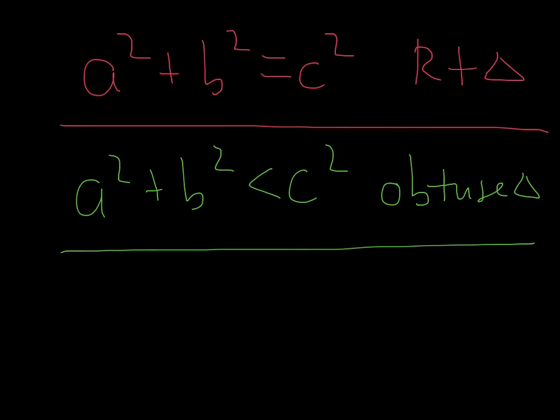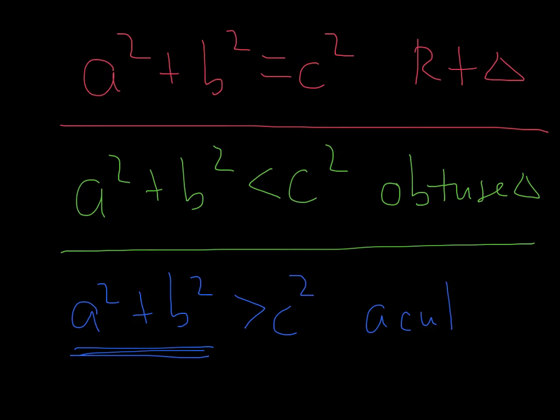And lastly, if a squared plus b squared is greater than c squared, the two small sides, when they're squared, are not being dominated by that third side squared, so therefore it is an acute triangle. You want to make sure when you do this that it's always the two small ones compared to the longer side. So let's do another practice example of this.